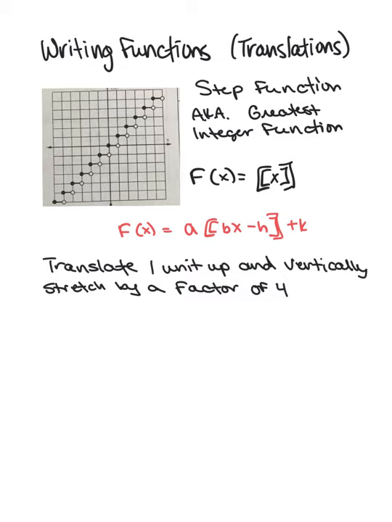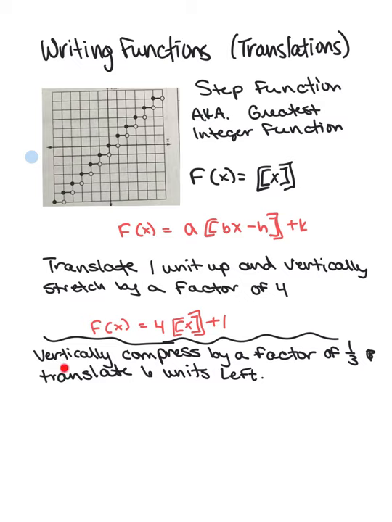So if I am going to translate up 1 unit and vertically stretch by a factor of 4, I have to figure out what parts that manipulates. Up 1 unit, that's going to be my K, and a vertical stretch by a factor of 4, that's going to be my A. So when I write this, I'm going to say f of x is equal to 4 double bracket x, close my double bracket, plus 1.